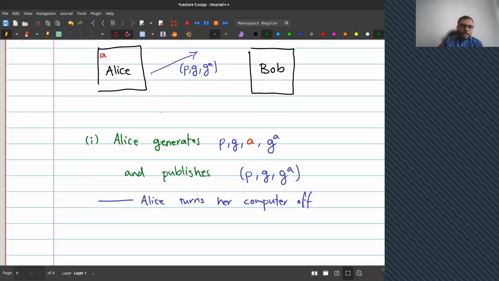Now, what can Bob do? Bob can basically do all the other steps. He can do the key exchange and also the messaging. So how would Bob do a key exchange? Well, he was supposed to first create a random number B, and then he was supposed to compute G to the power of AB, right? So let's say he does this. So Bob generates a random secret, and let's call this random secret B. And after he generates this random secret B, let's say that he just computes G to the power of AB.